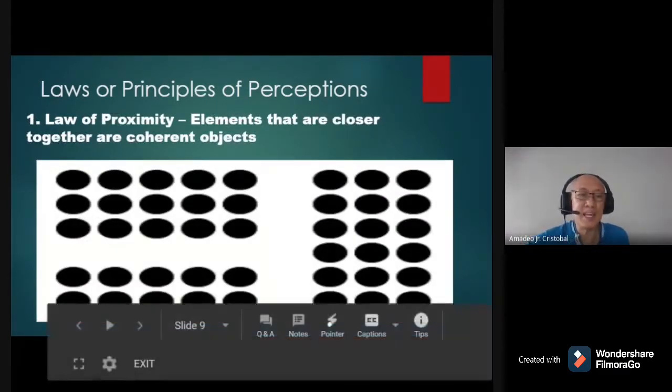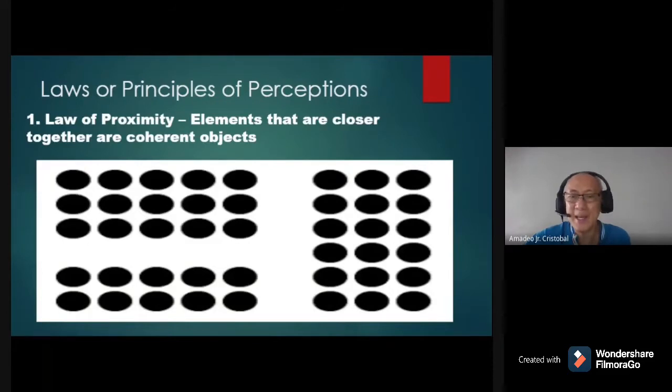Okay, so you are seeing black circles in the picture. And according to the law of proximity, elements that are closer together are coherent objects. Meaning, when the objects are closer together, they are almost coherent. So when you see objects that are near each other, mostly they are coherent according to this law.